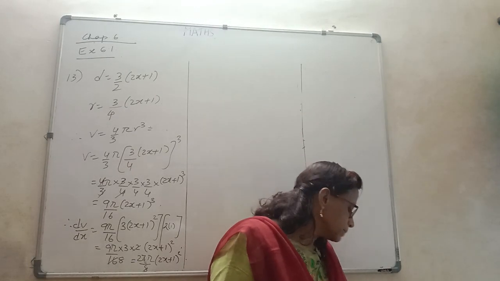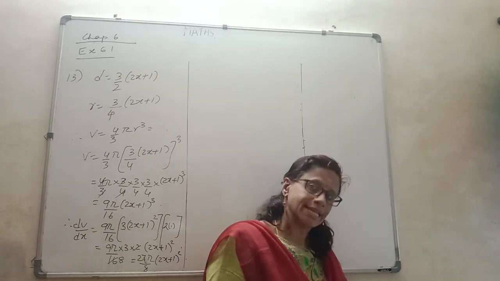So let's see what it says. The sand is pouring from a pipe at the rate of 12 centimeter cube per second.